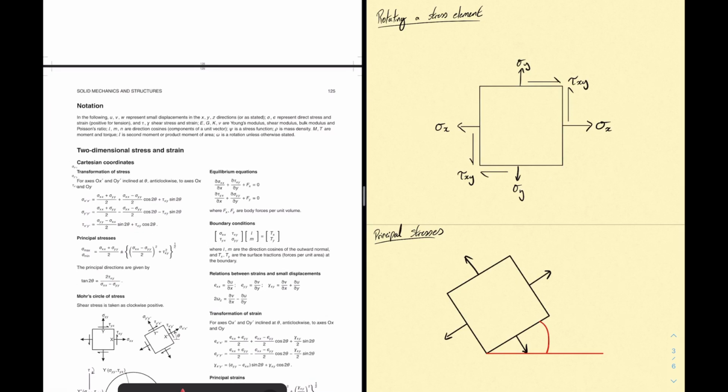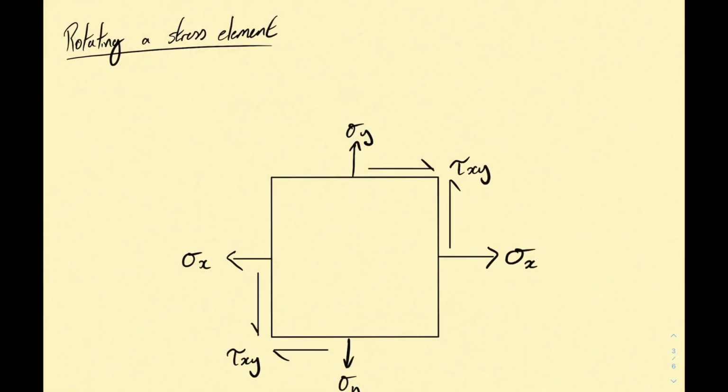So this is page 125 under solid mechanics and structures to use the transformation equations for this. So that's one way to do it. But obviously today we're looking at Mohr's circle. So we'll be moving towards that in a bit.